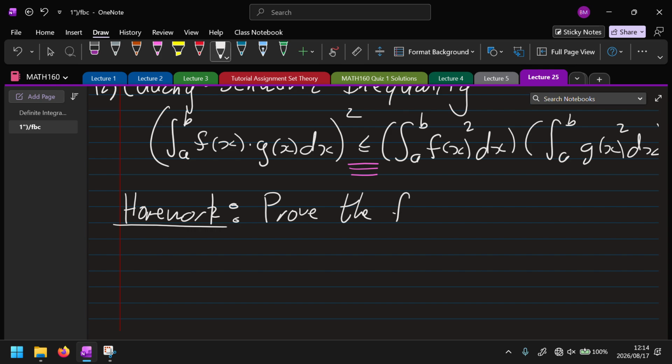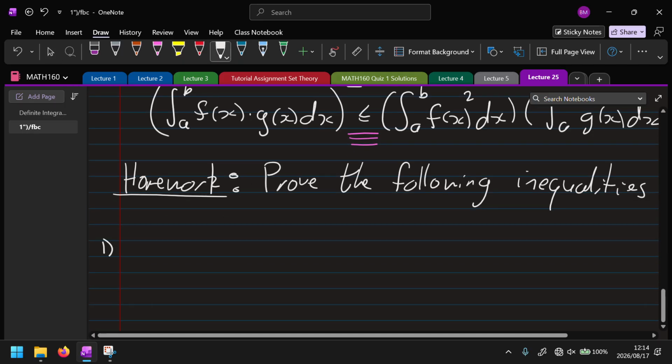Okay. Prove the following inequalities. And since you're proving an inequality, you're going to be using those properties we had earlier. So when f is positive, when f is less than g, this one over here, the triangle inequality, and the Cauchy-Schwarz, those are all inequalities.